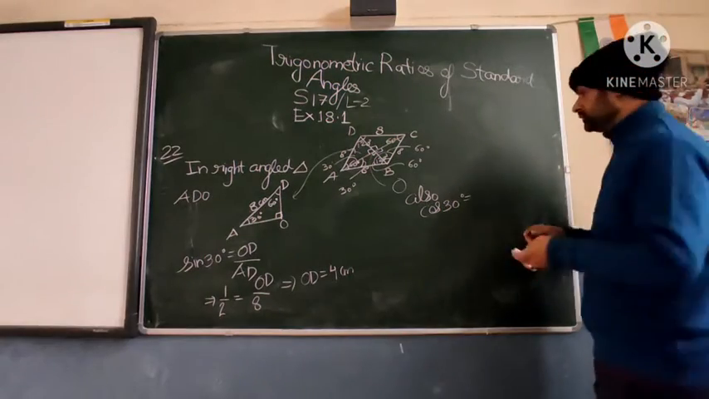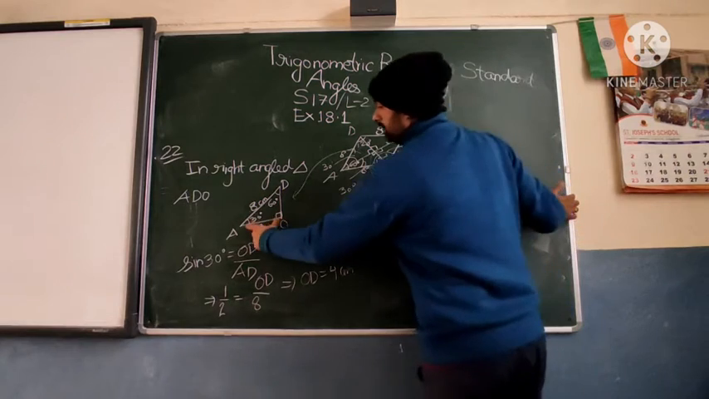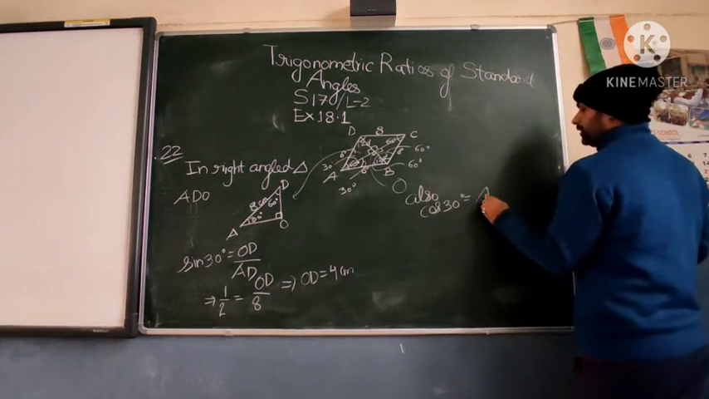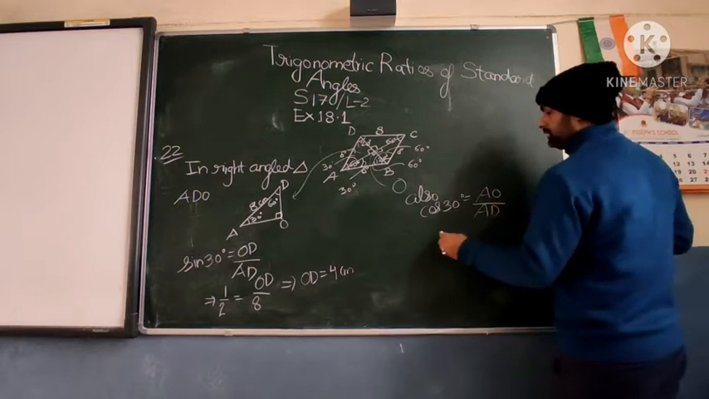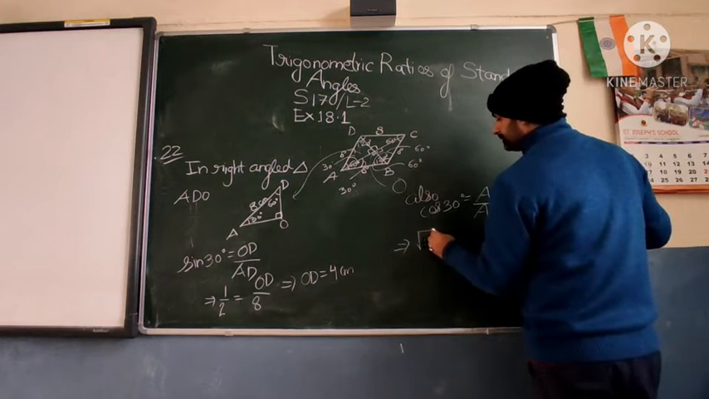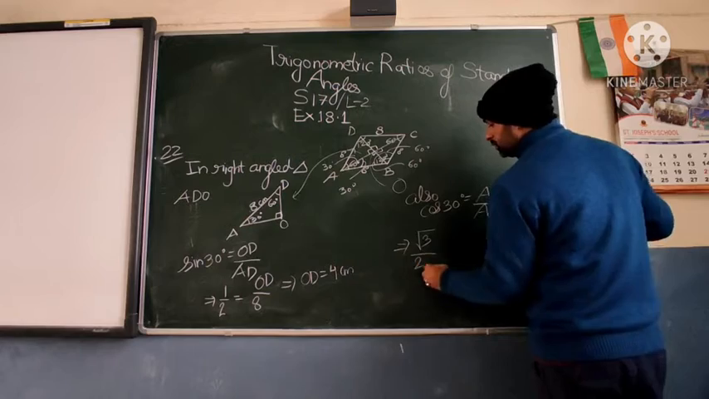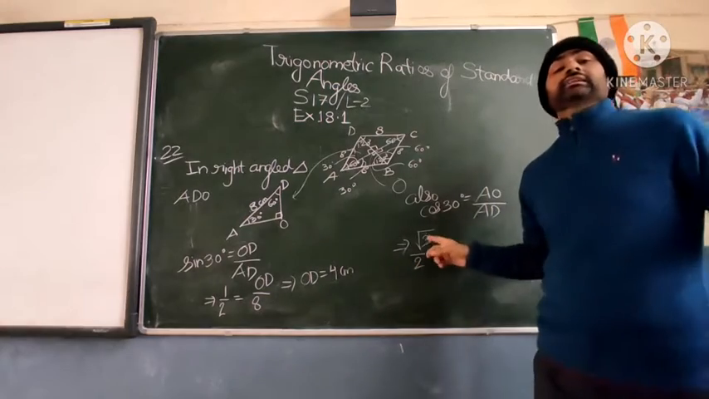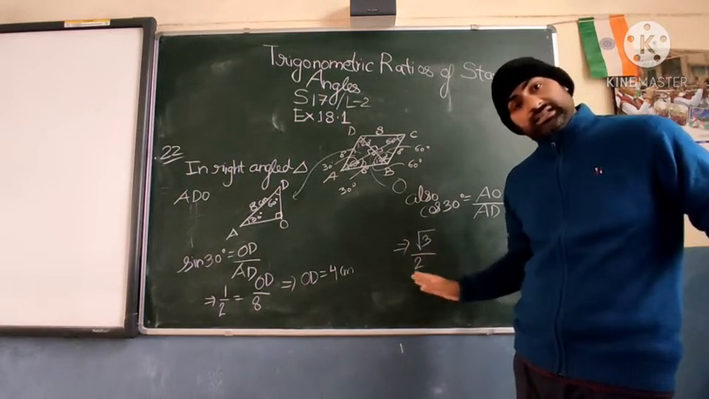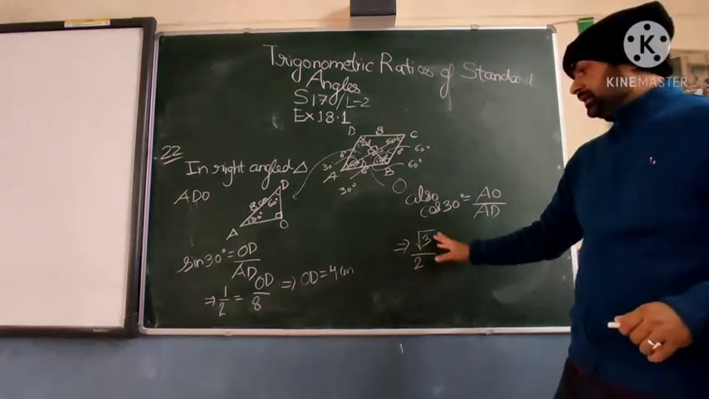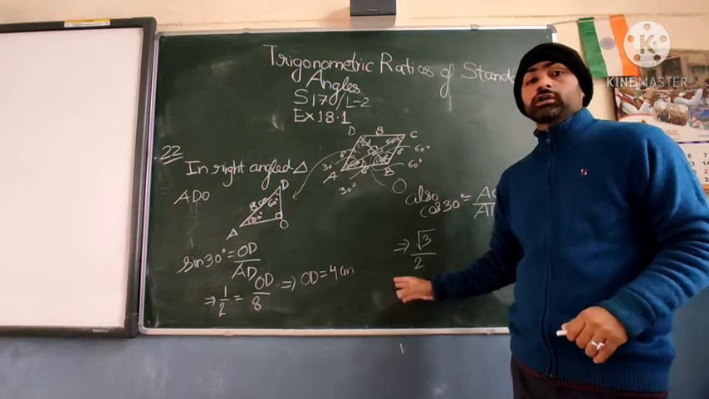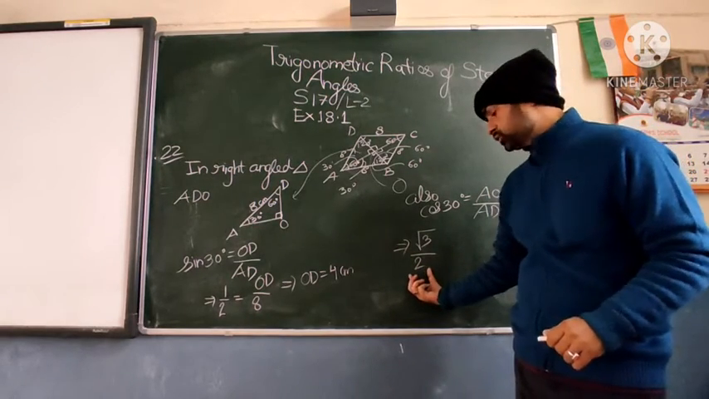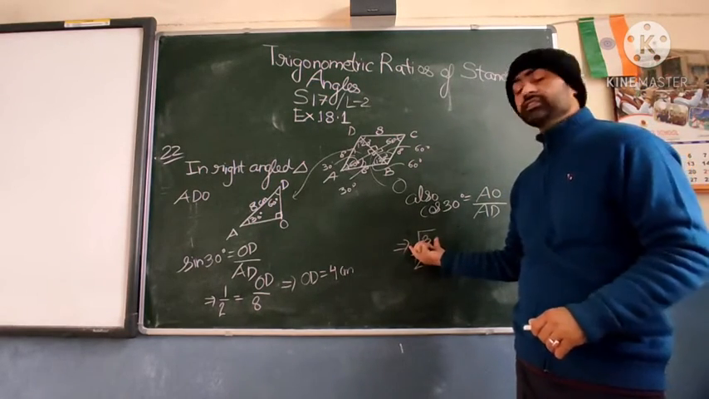Yes. So cos 30 degrees is what? Base upon hypotenuse. That means AO upon AD. Now cos 30 is root 3 by 2. Please see till where the radical sign is there and where the radical sign is not there. Sometimes someone will tell you root 3 by 4. So 4 is a perfect square, so its square root will come as 2. But this is root 3 only.